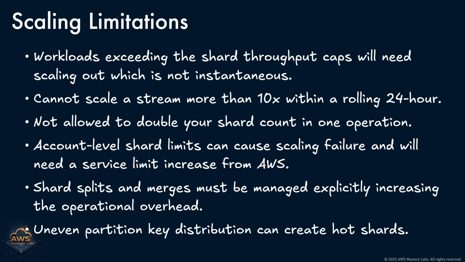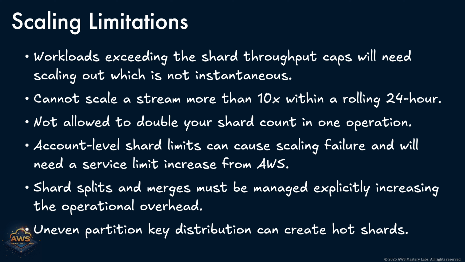First, AWS enforces limits on how quickly and how much you can scale a stream. You can't scale a stream by more than 10x within a rolling 24-hour period. Similarly, you're restricted from doubling your current shard count or cutting it in half in a single step. While this protects the control plane, it can also introduce delays when adapting to spiky traffic patterns.